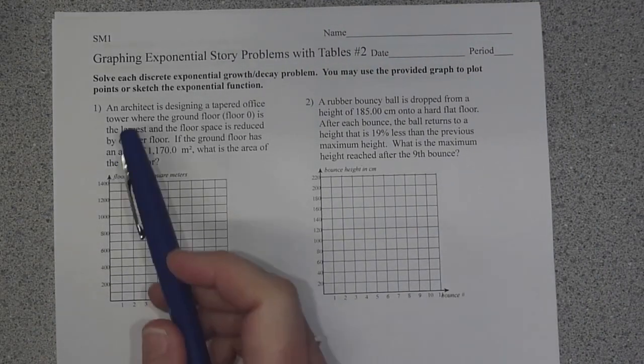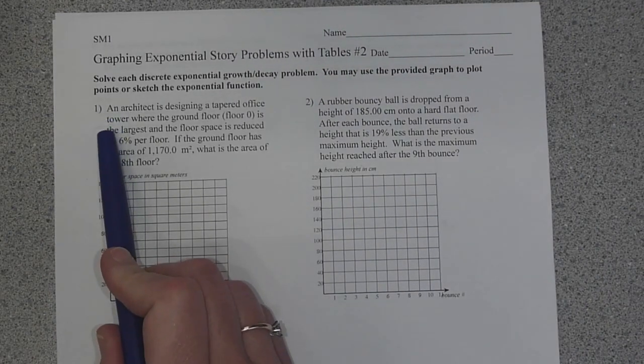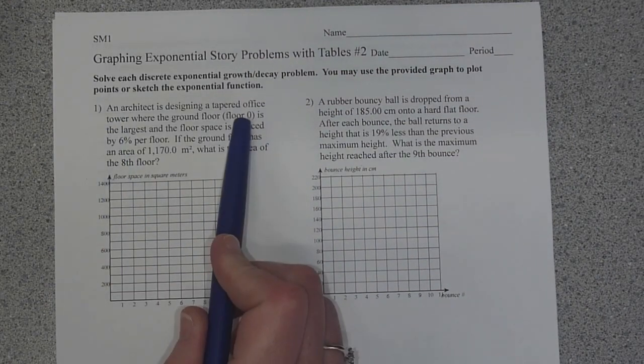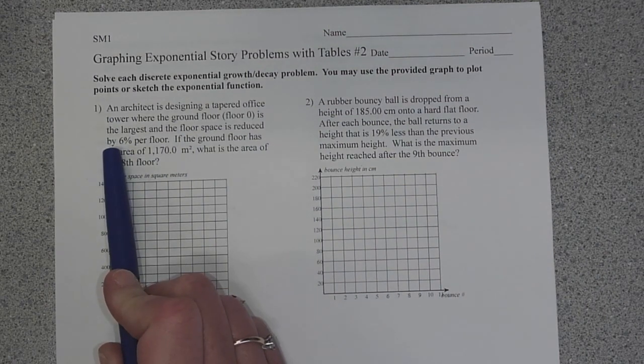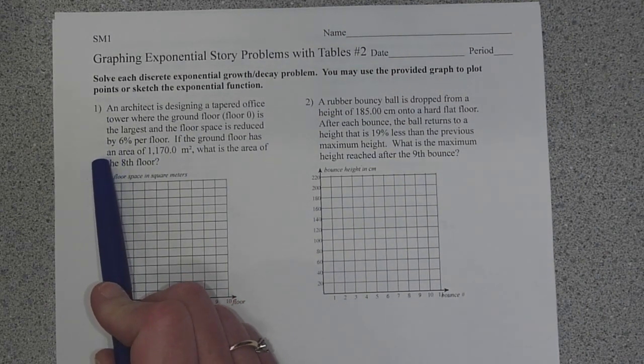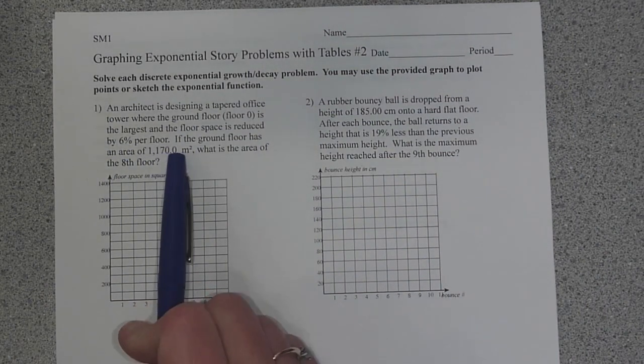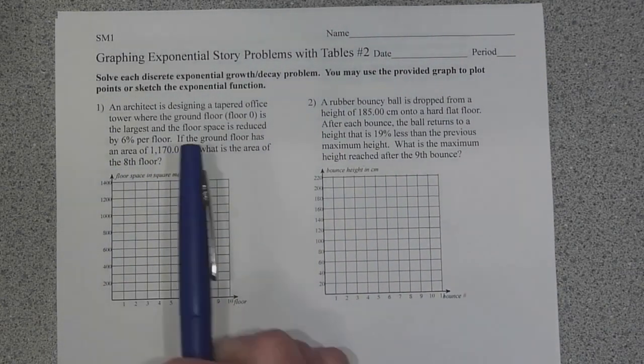Let's read problem number 1. An architect is designing a tapered office tower where the ground floor, floor 0, is the largest and the floor space is reduced by 6% per floor. If the ground floor has an area of 1,170 meters squared, what is the area of the 8th floor?